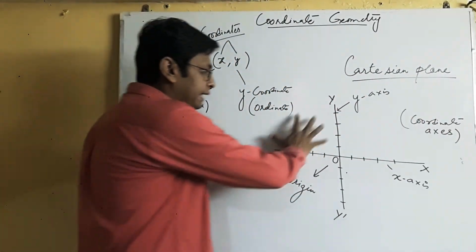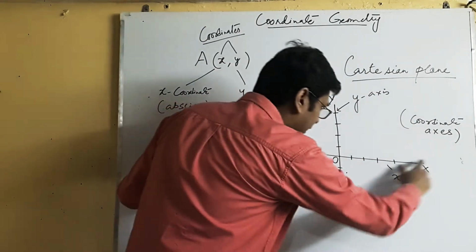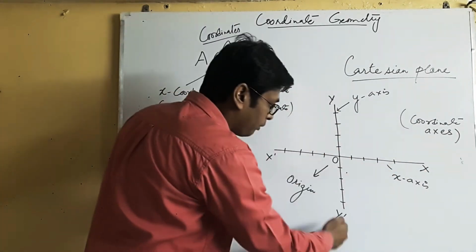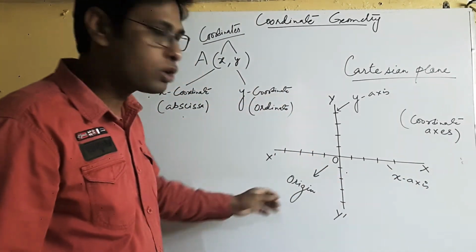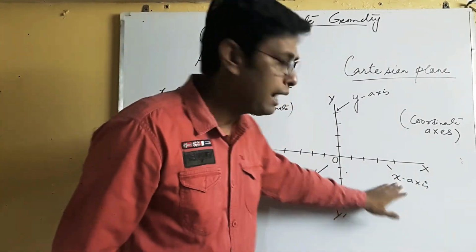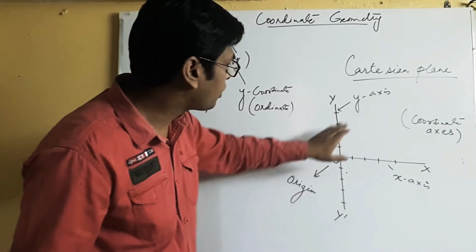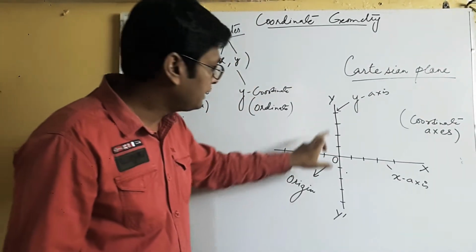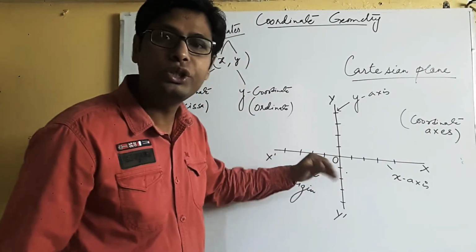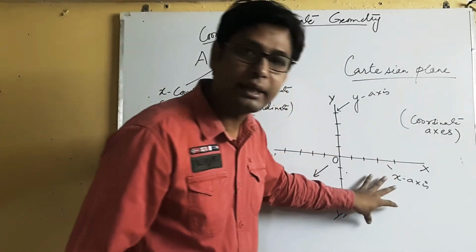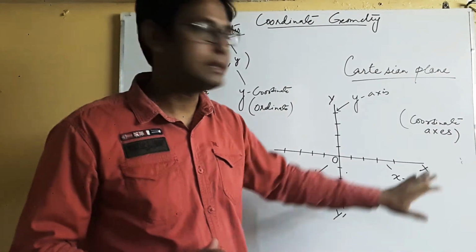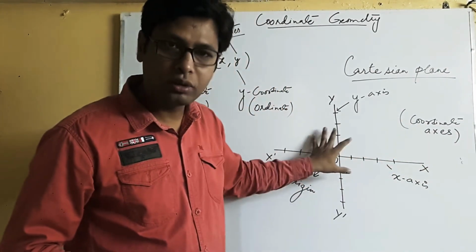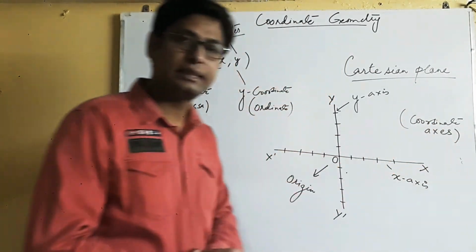Now this is a plane where the horizontal axis is there and this is the vertical axis. You can see the horizontal axis is called x-axis and the vertical axis is called y-axis, and they both are perpendicular to each other, and they both collectively are called coordinate axis. You can see this. They both are called coordinate axis.